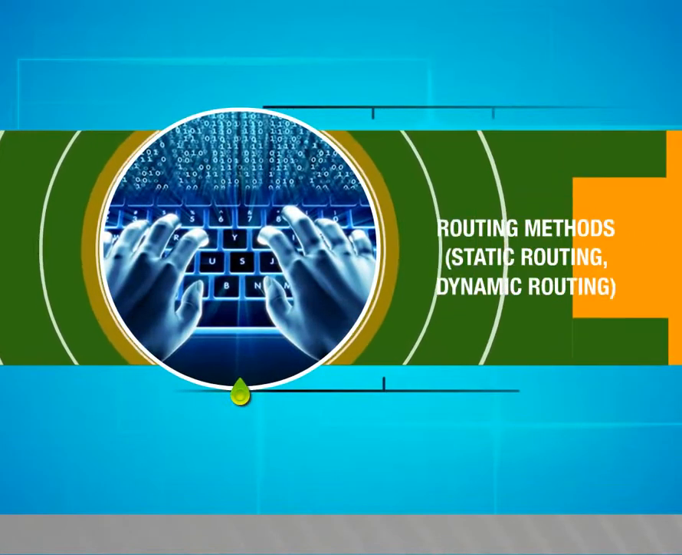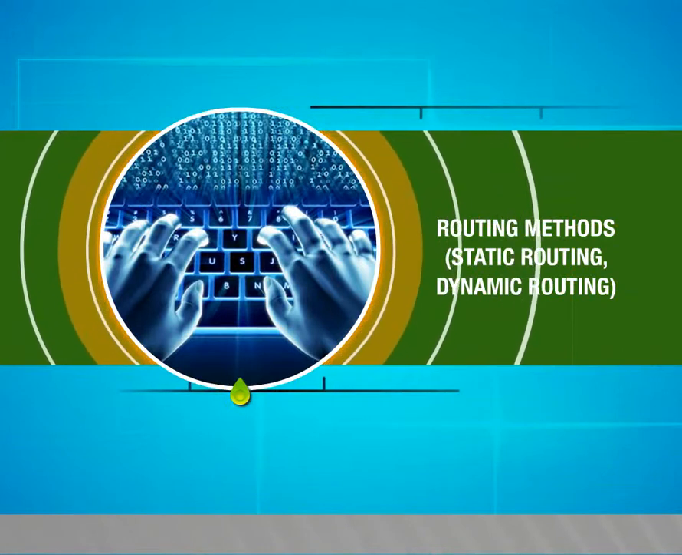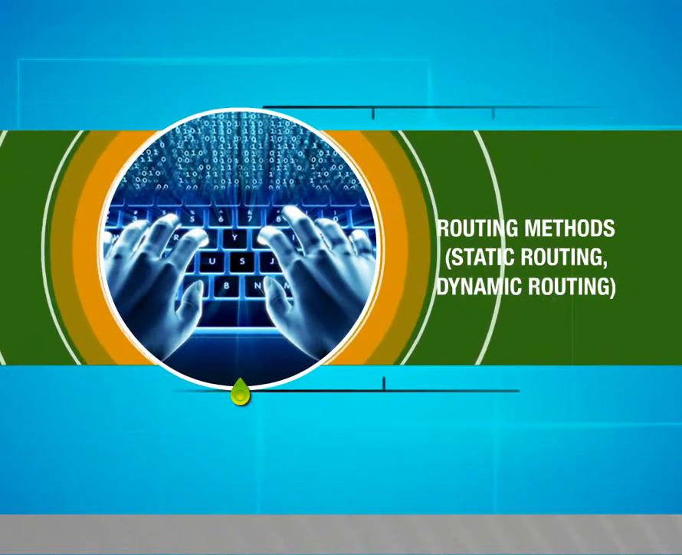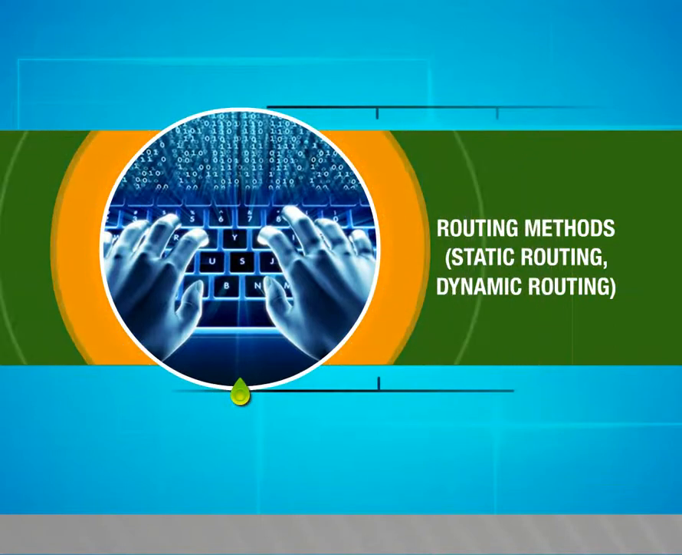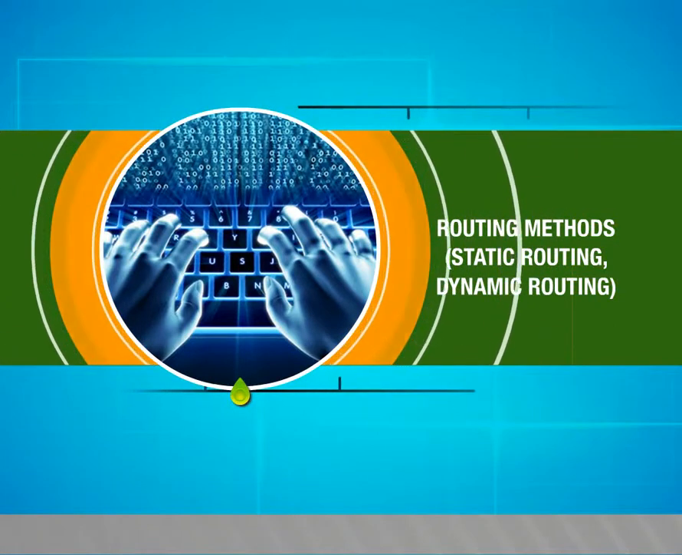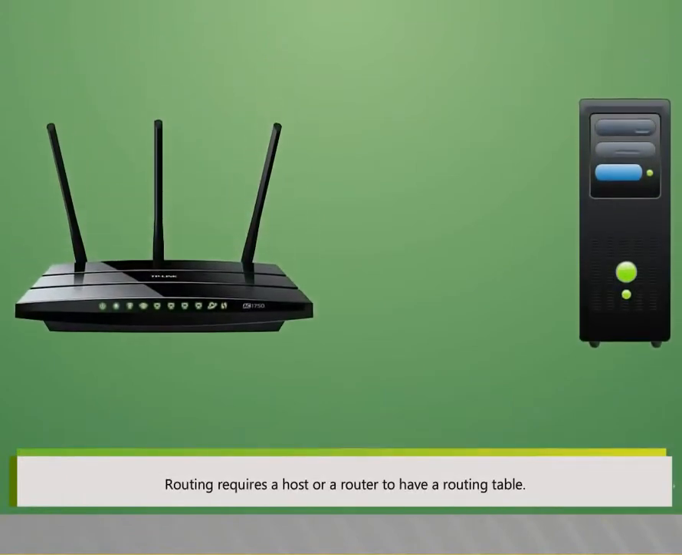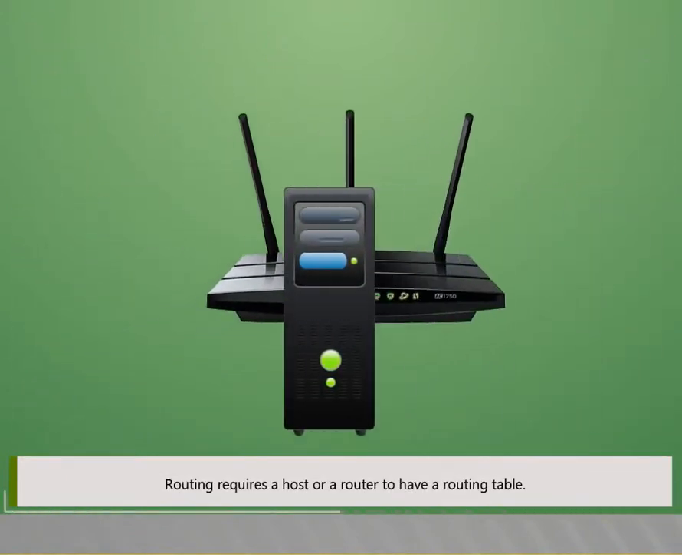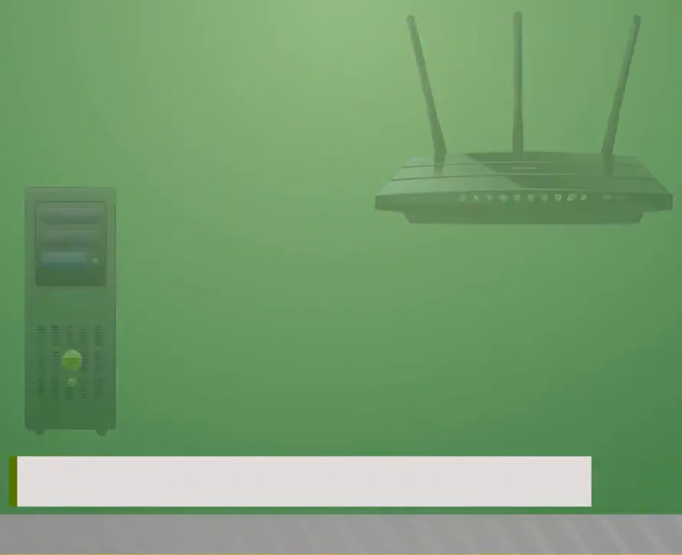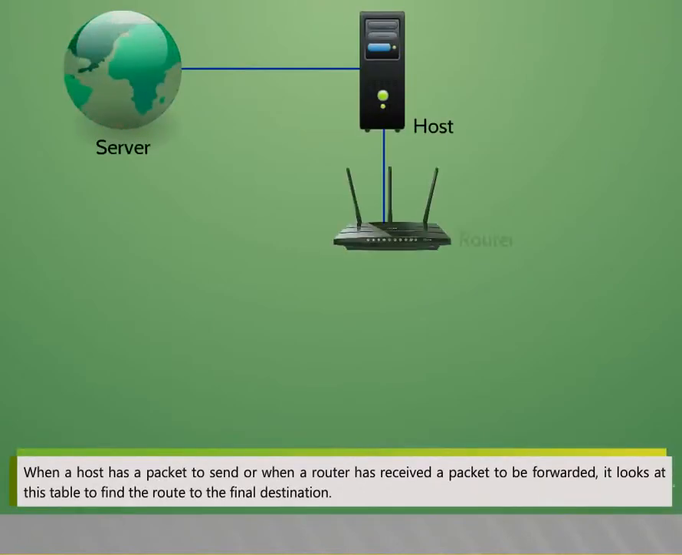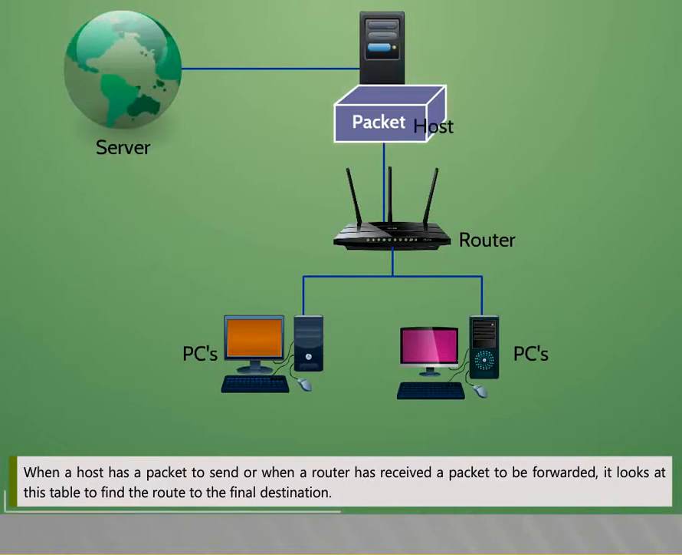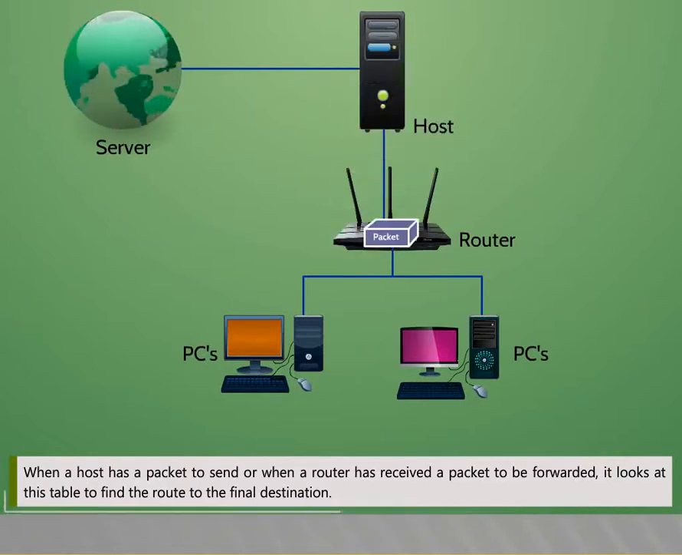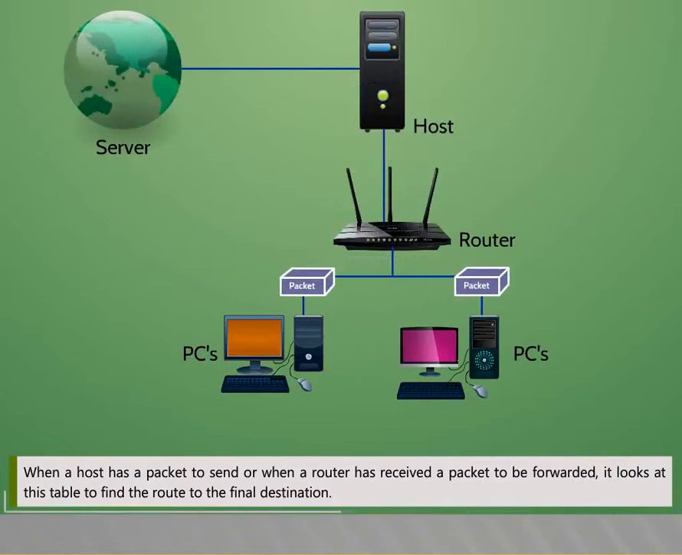Routing methods: static routing, dynamic routing. In this video, we are going to see about routing methods, that is static routing and dynamic routing. Routing requires a host or a router to have a routing table. When a host has a packet to send or when a router has received a packet to be forwarded, it looks at this table to find the route to the final destination.